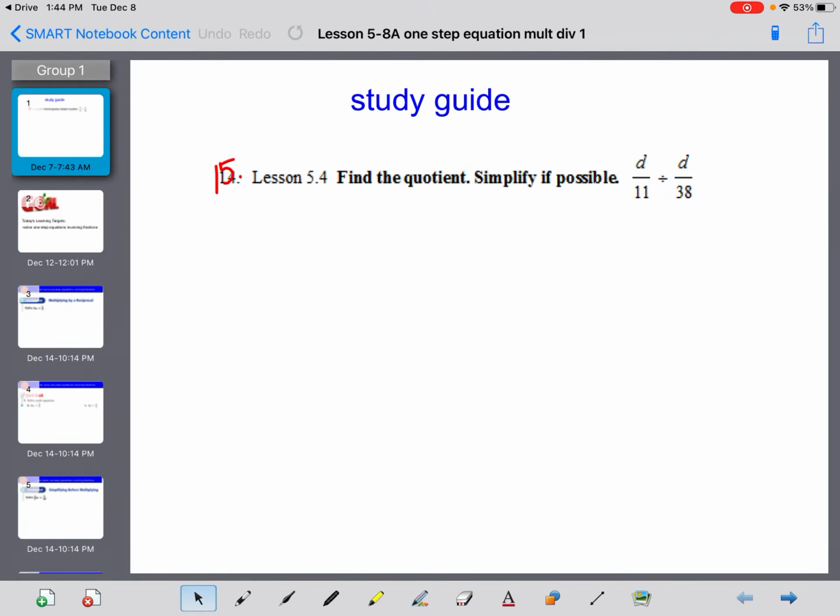This is lesson 5-8A from the Algebra Readiness textbook. Pull out your notes packet and work on this study guide problem on your own. Then compare your video or your answer to mine.